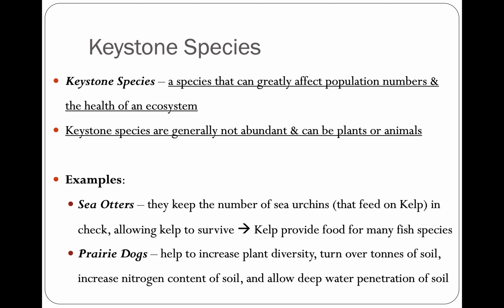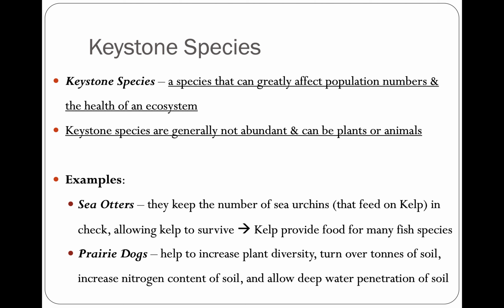Prairie dogs also help to increase plant diversity, turn over tons of soil, increase nitrogen content in soil, and allow deep water penetration of the soil. So as prairie dogs are burrowing underground, they are helping to increase the nitrogen content of the soil to help along that nitrogen cycle like we talked about way back in chapter 1.